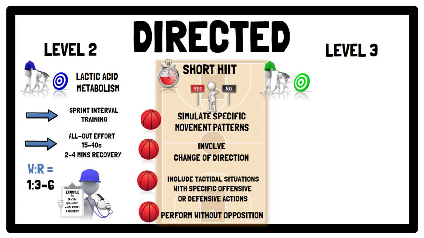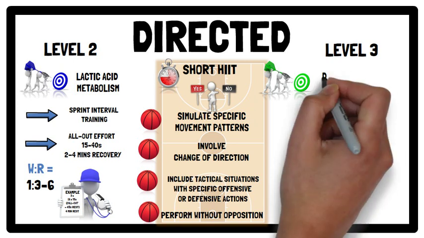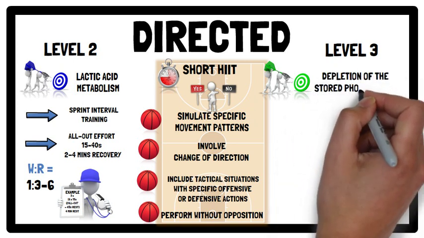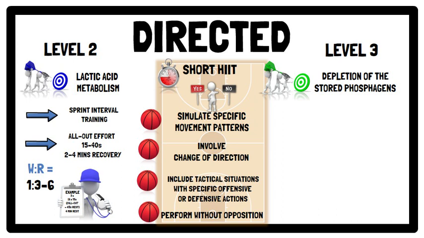For level 3, the main metabolic requirement is depletion of the stored phosphagens, i.e. targeting the ATP-PCr energy system. This level is related with acceleration ability and can be developed by performing repeated sprint training.